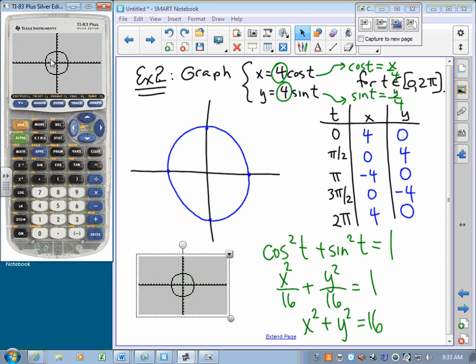This is the initial point. And we get 1 full revolution because our interval of t values would include 1 period of the graph, and that's 2 pi. So far, okay? Okay.